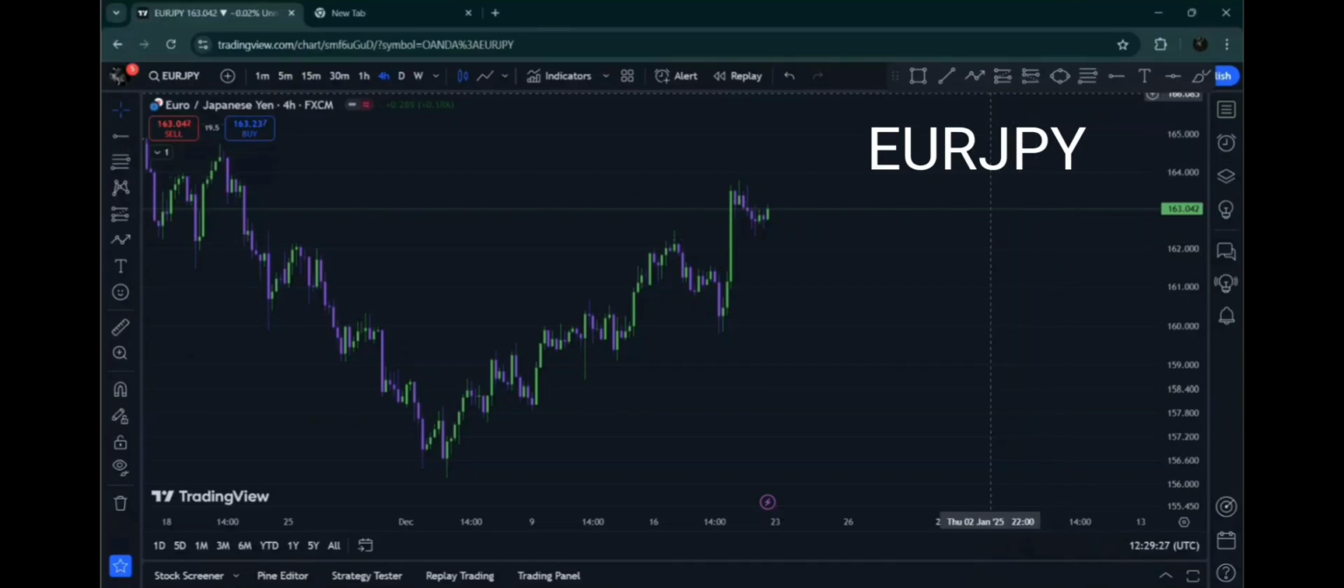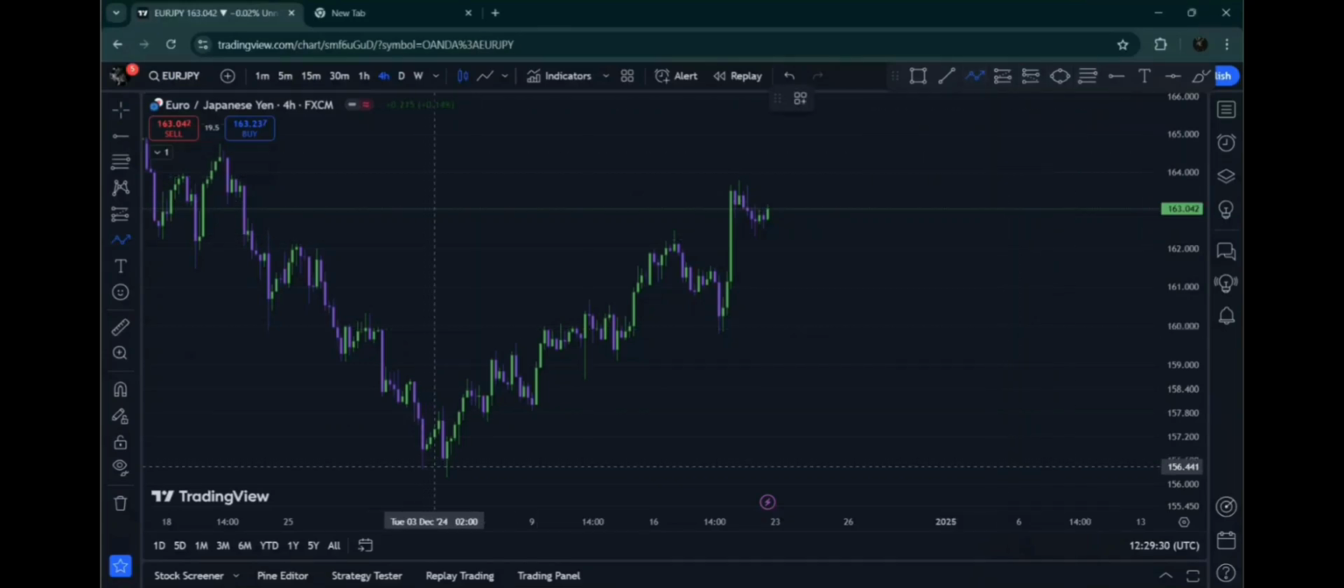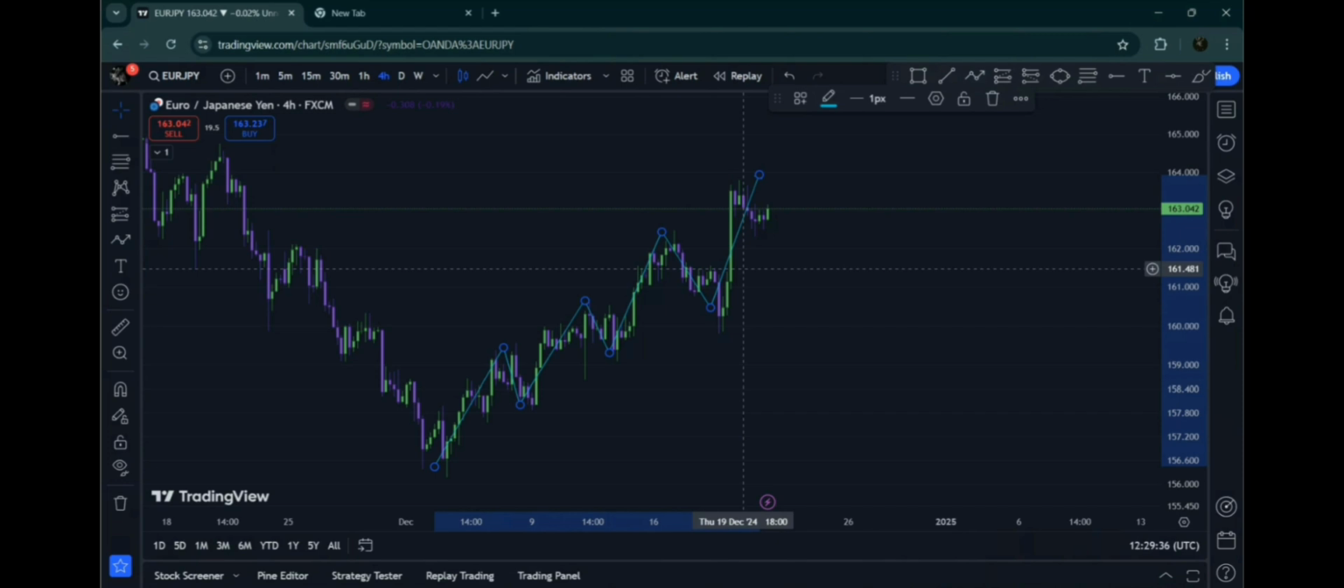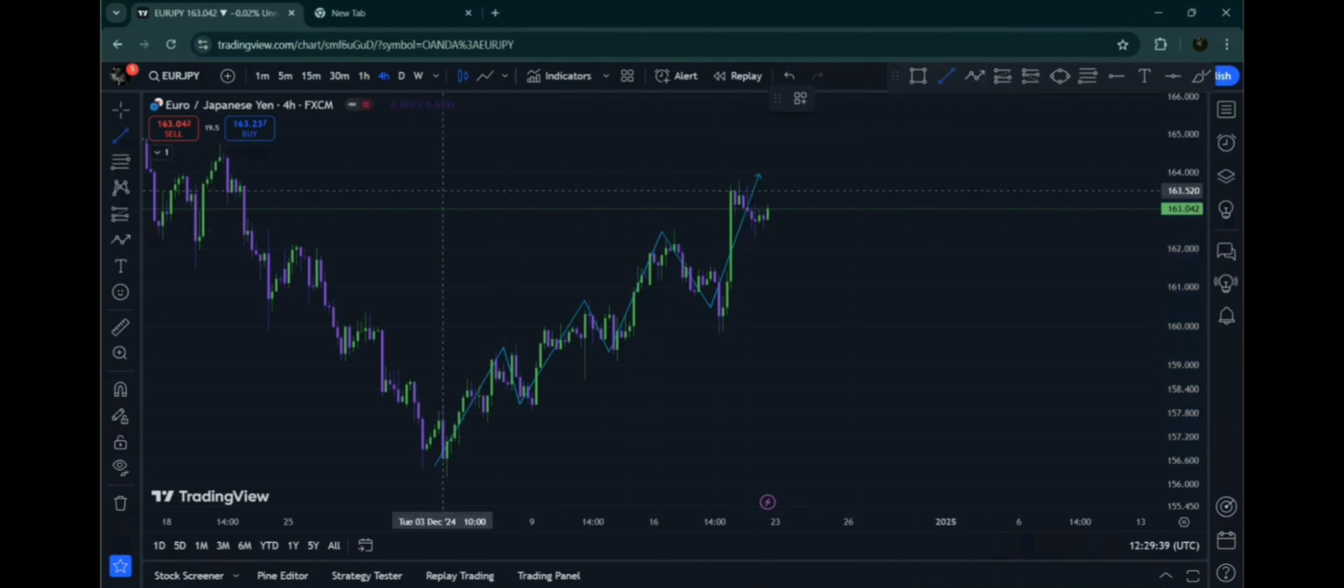Started my analysis by the 4 hour. As you can see, 4 hour is uptrending, right? So you're having newer highs, newer highs, newer highs, then boom, this high here, and I consider it a break of this high down here, right?